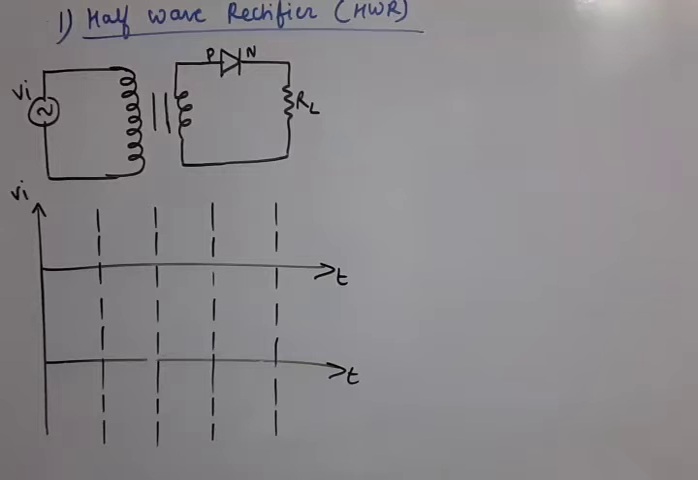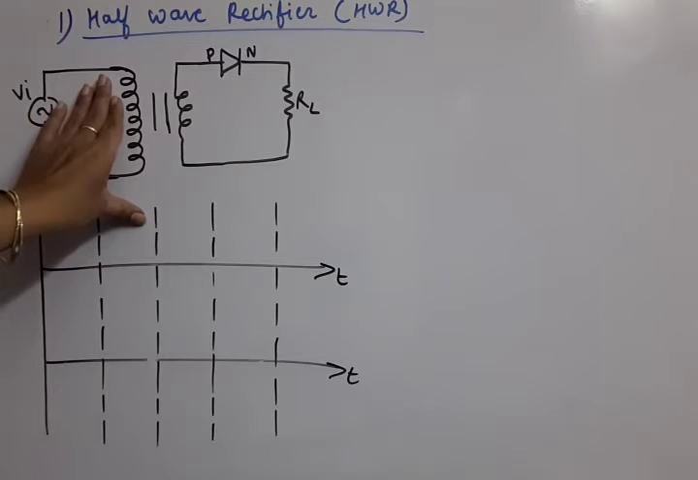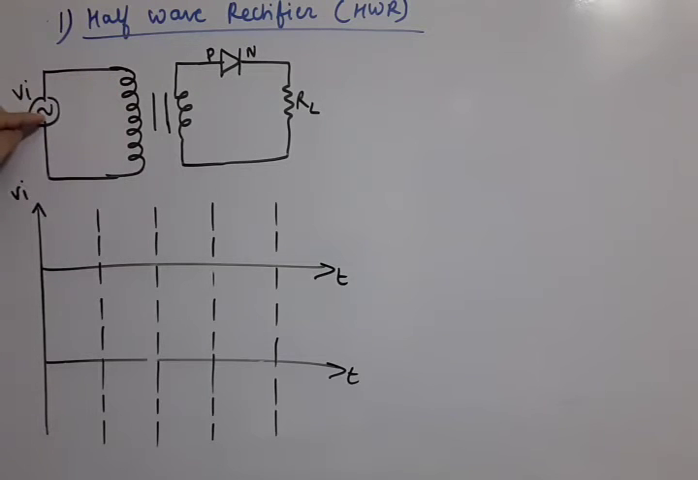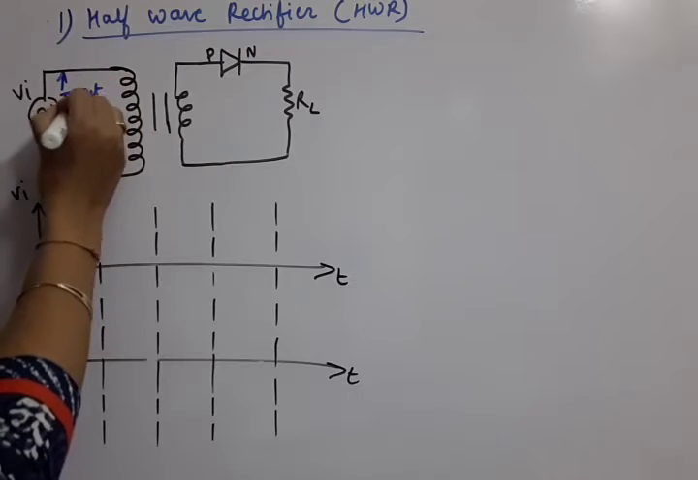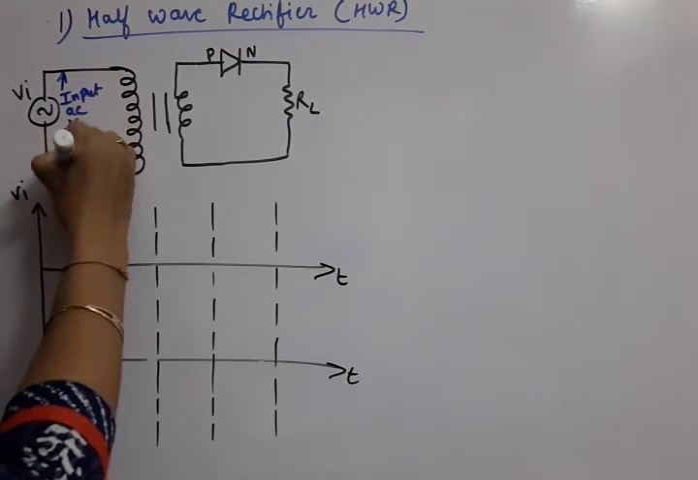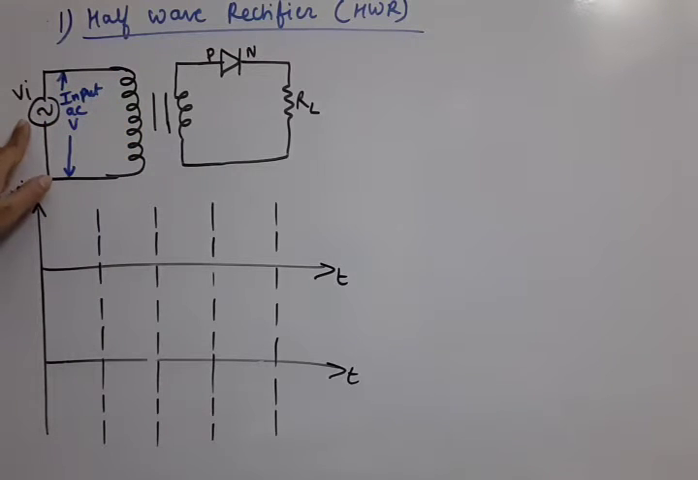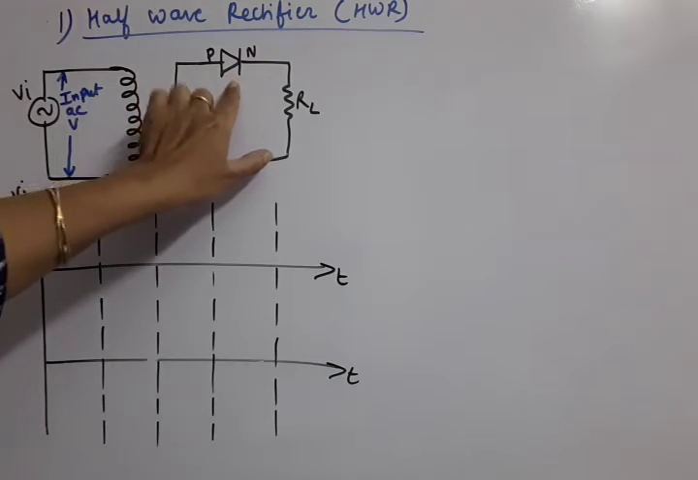Note down the circuit diagram and the waveforms for the half wave rectifier. As you can see in this circuit diagram, this is our VI, that means the input AC voltage. You can see that it is a sine wave, which is the symbol of the AC voltage. Now we can connect it to the diode.